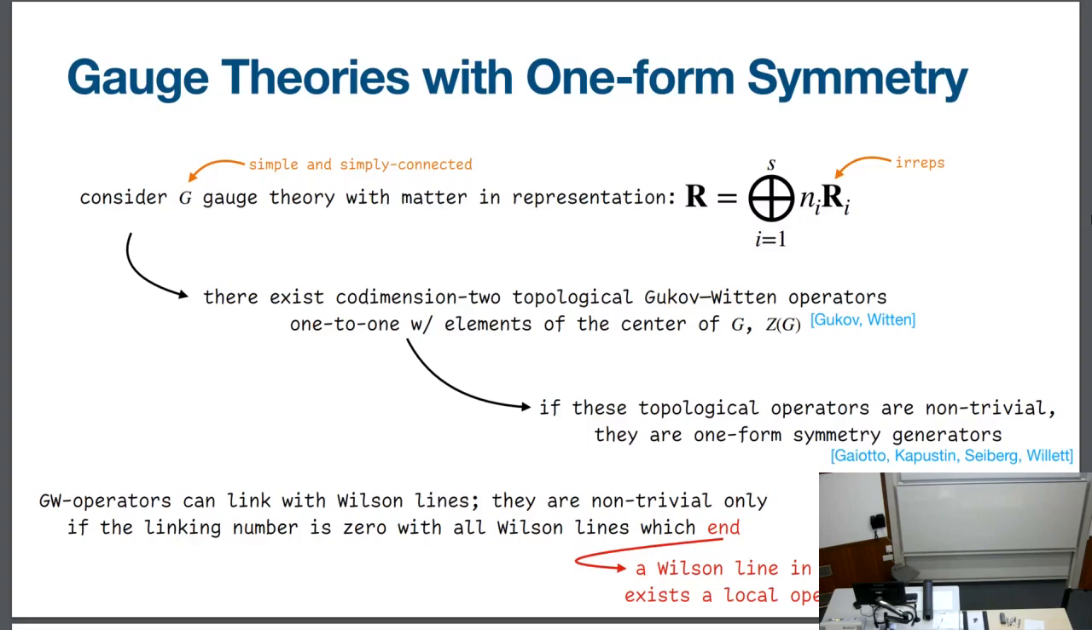Exactly the statement: some of the Gukov-Witten operators link with Wilson lines. Really? I started late. They are non-trivial only if the linking number is 0, with Wilson lines which end.